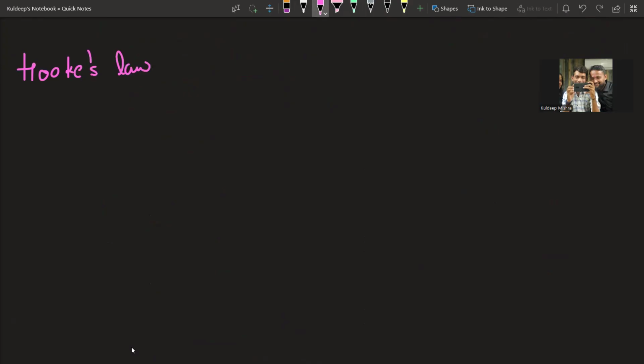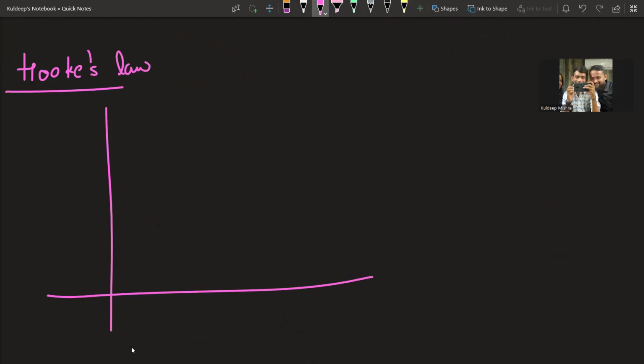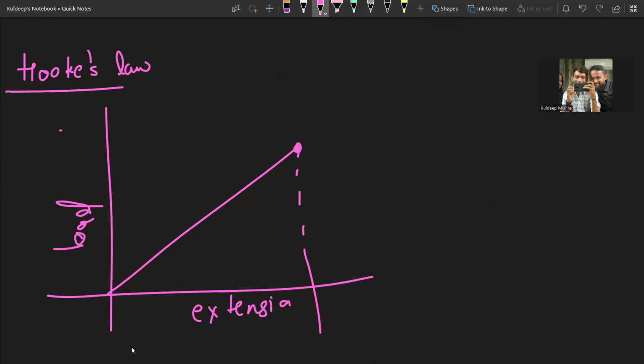In Hooke's law, we know that the stress is directly proportional to strain. Or we can say load is directly proportional to extension within the elastic limit or the limit of proportionality. This is known as the limit of proportionality, this point. Proportionality or elastic limit.